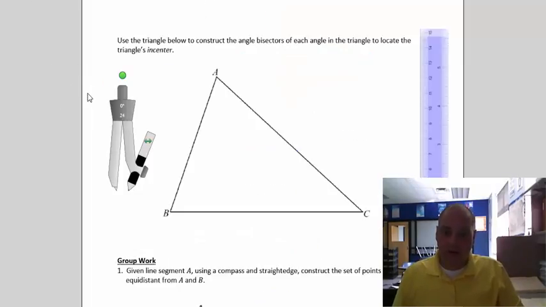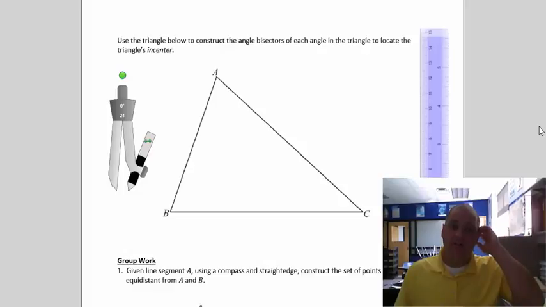So what we're going to do here, and then we're going to be done with the video, is construct the angle bisectors, three angle bisector constructions, and then we're going to see if they intersect at the same point. Okay? And if I do this correctly, which is difficult on here, it should work. All right, so here's B, here's A, and here's C.